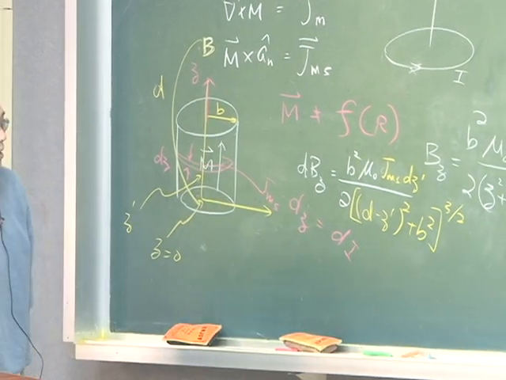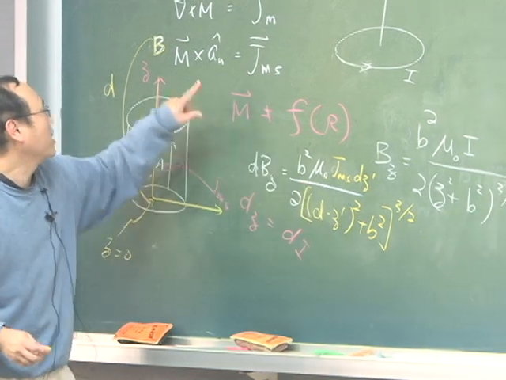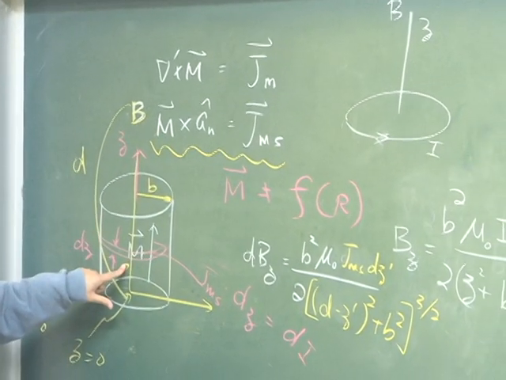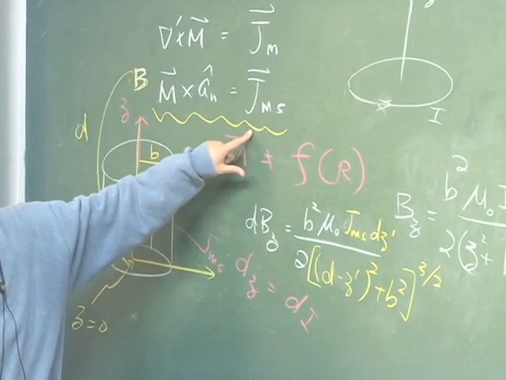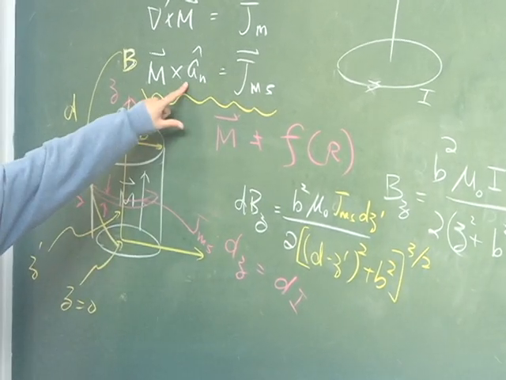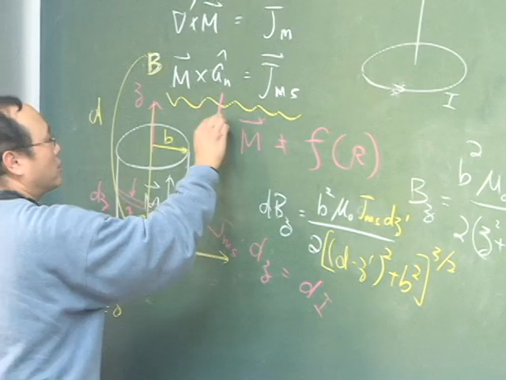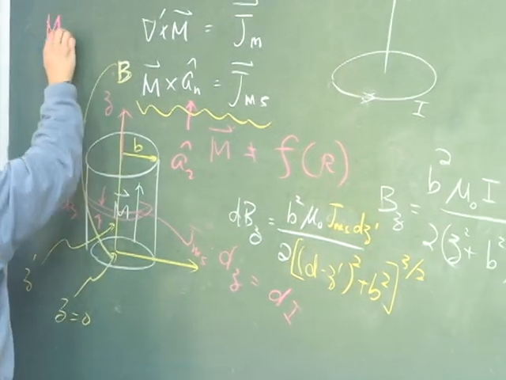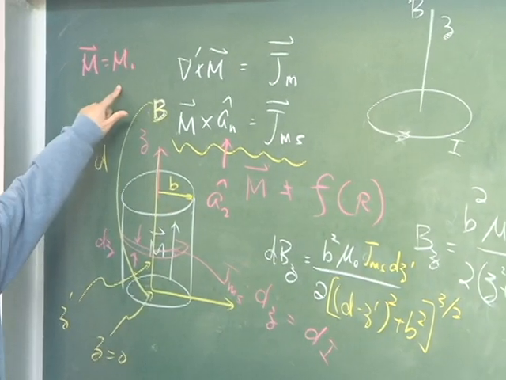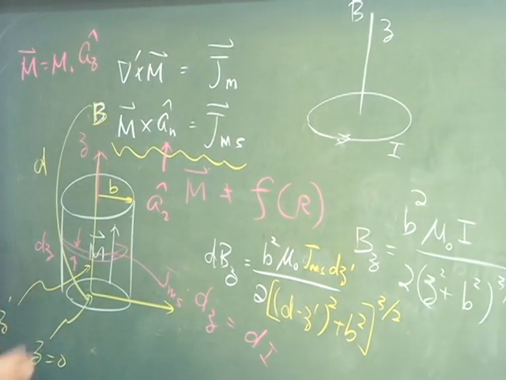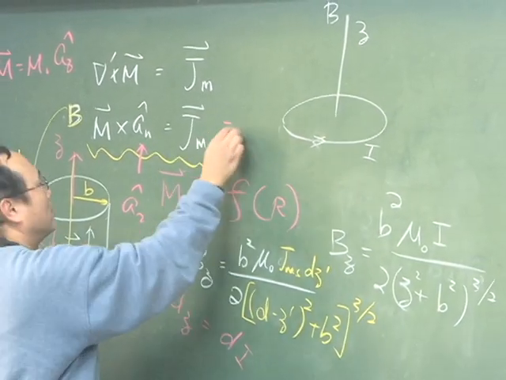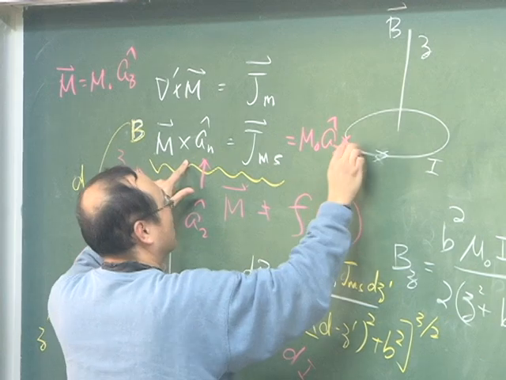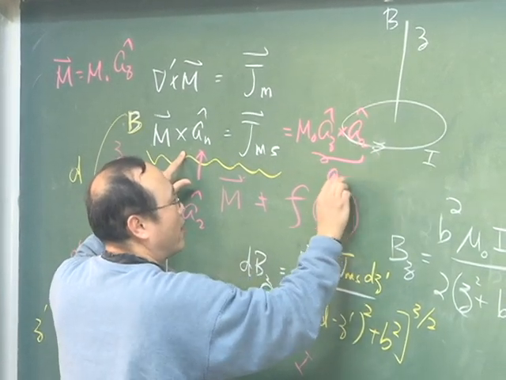Okay. Now we have to find out what JMS is. It's written right here. As long as you know the magnetization of this magnet, you can calculate this JMS according to this. This AN is AR along the R direction. Suppose this N is some uniform magnetization M0 around the Z direction. So you do this calculation to get M0, and then you have AZ cross with AR. This gives you A phi.